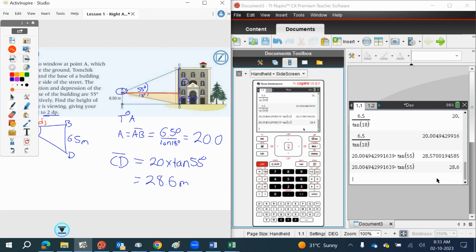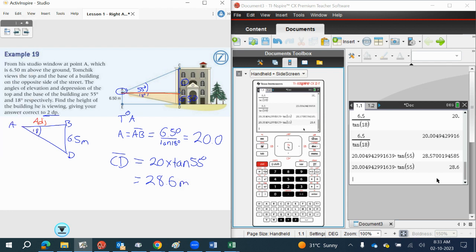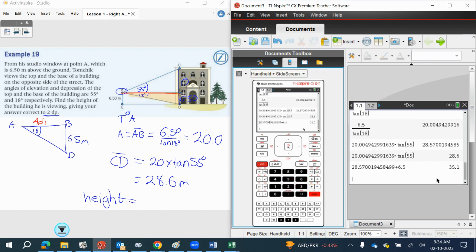Okay, is that the answer to the question? The question wants the height of the building, doesn't it? Yes. When you finish a question, get used to just giving the question a quick scan over and asking, what was the question? Because once you put your head into it, you'll have forgotten what you originally read. So what was it wanting me to answer? It wants you to add these two together. So I'll just take that number and add 6.5.